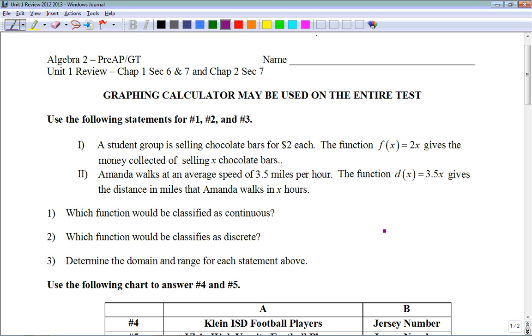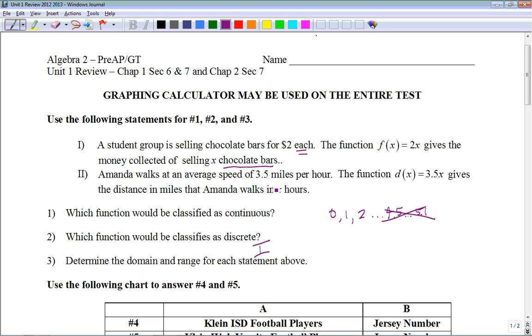Okay, so on number 1, we are selling chocolate bars. We are selling individual chocolate bars. So because these are individual amounts, we could sell 0 chocolate bars, we could sell 1, we could sell 2. We cannot sell, for example, 4.5, or we couldn't sell 5.1. So because we can't sell smaller portions of chocolate bars, this would be discrete. So Roman numeral 1, that is discrete.